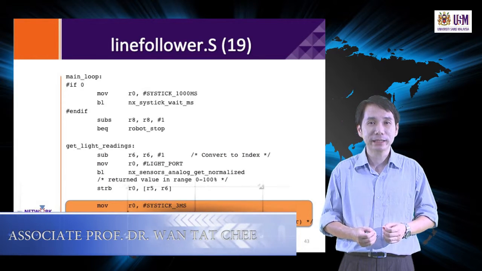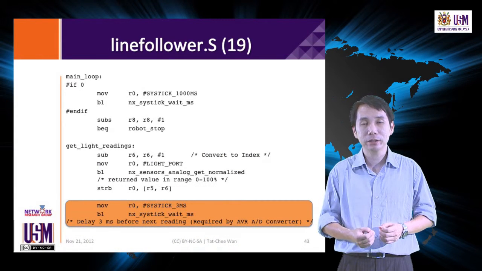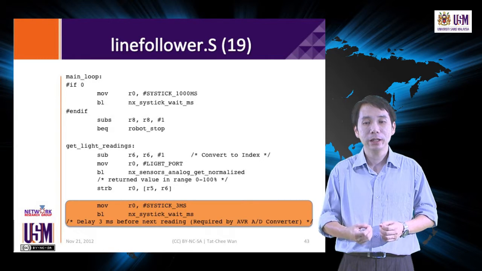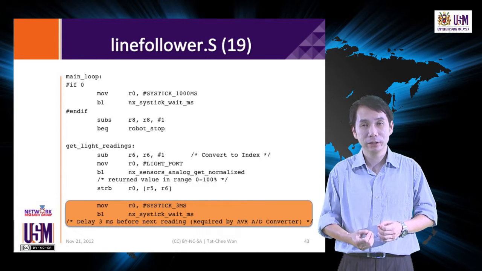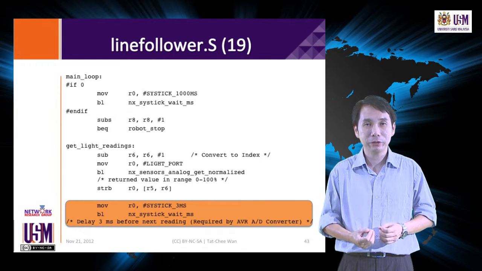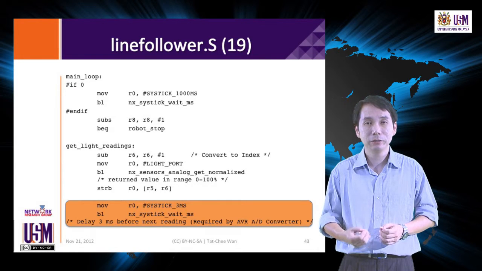Now here we need to insert a 3 millisecond delay because of the requirements of the AVR A to D converter. This allows us to retrieve a correct, accurate reading from the A to D converter, because if you try to read any faster, the value that is returned will be invalid.